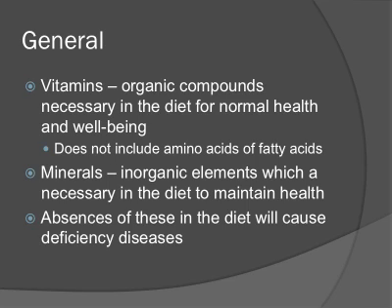A vitamin is an organic compound that is necessary in the diet for normal health and well-being. So if you don't have it, you're going to start having some health problems along the line. These do not include amino acids or fatty acids, which we've talked about in the last couple of chapters. A mineral is an inorganic element which is necessary in the diet to maintain health.